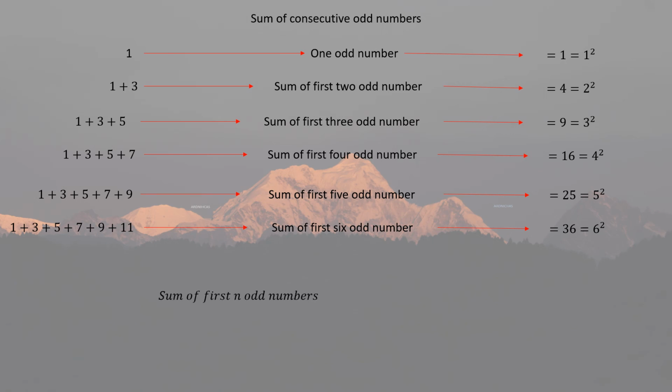So we can derive the formula as the sum of the first n odd numbers can be written as n square, where n is the number of odd numbers. So if there are 10 odd numbers, 10 square is 100. So we can easily find out the sum of any consecutive odd numbers.